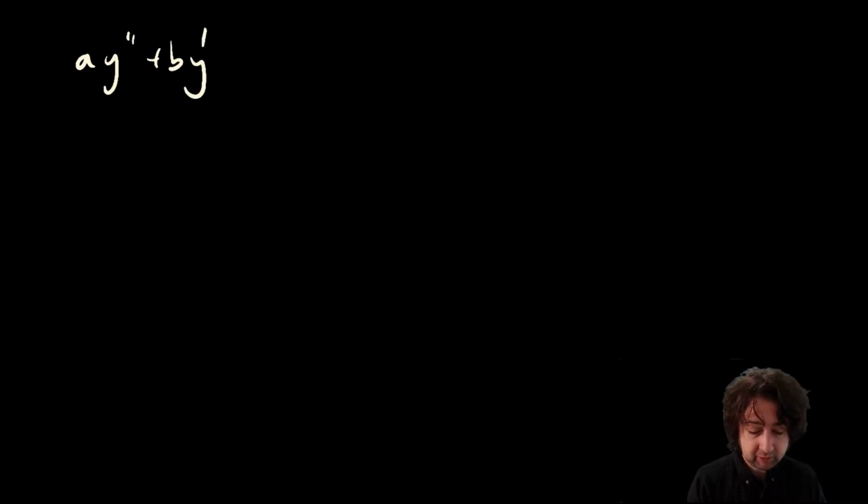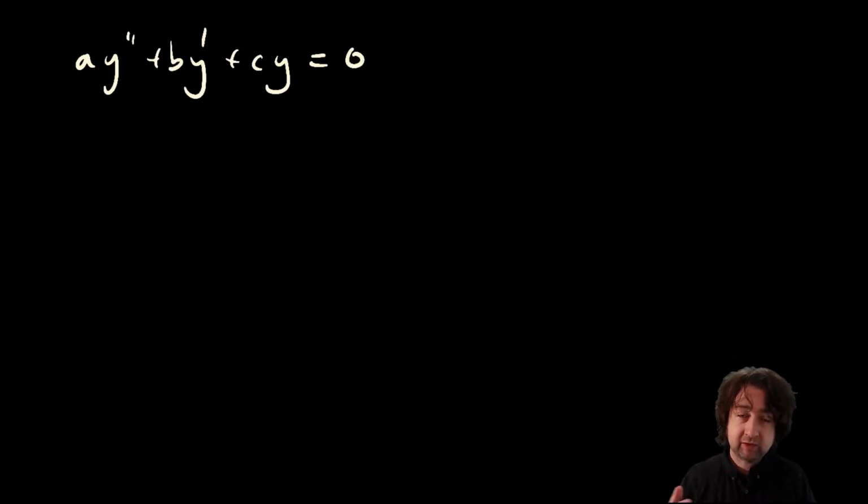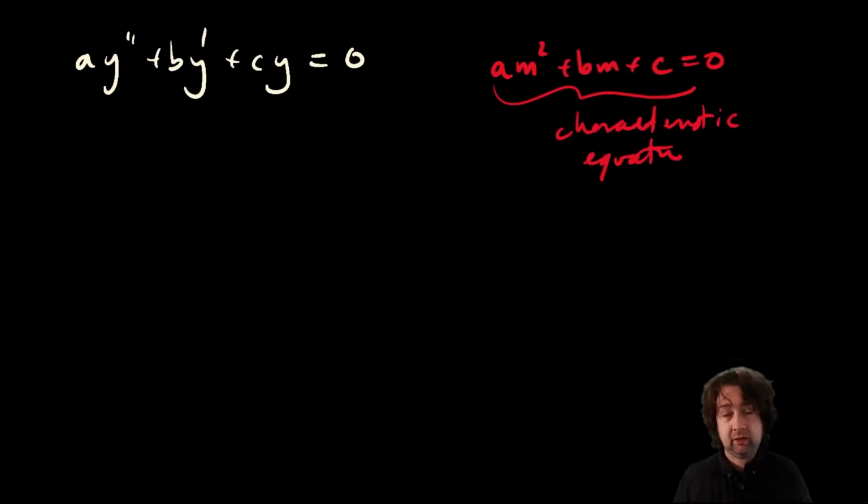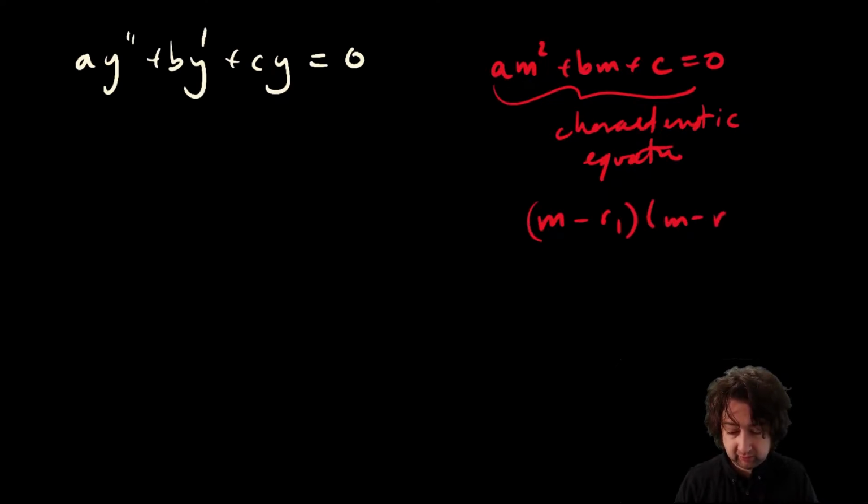So the most common equation that we solved were things where we had ay prime prime plus by prime plus cy is equal to 0. So homogeneous, second order, linear differential equation with constant coefficients. And what you learned is that you take the coefficients and you write down something called the characteristic equation. So this is called the characteristic equation. And then you factor that. And that will factor as something like m minus r1 times m minus r2 is equal to 0, where r1 and r2 could possibly be complex numbers.